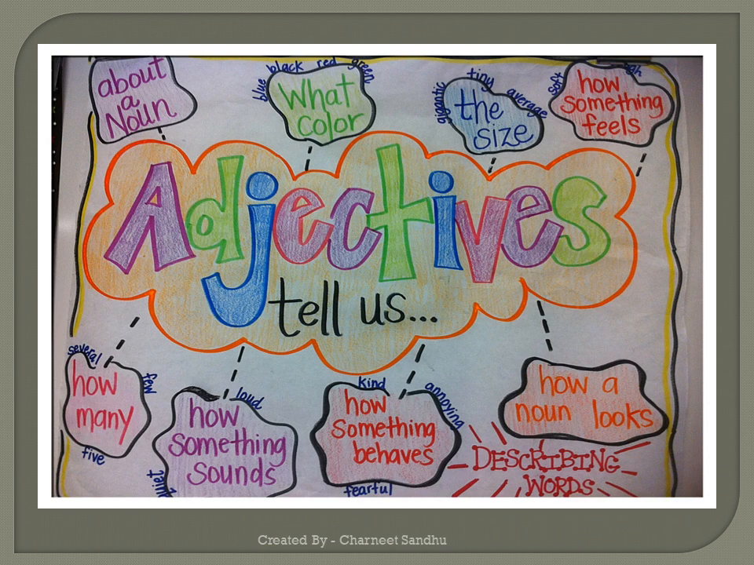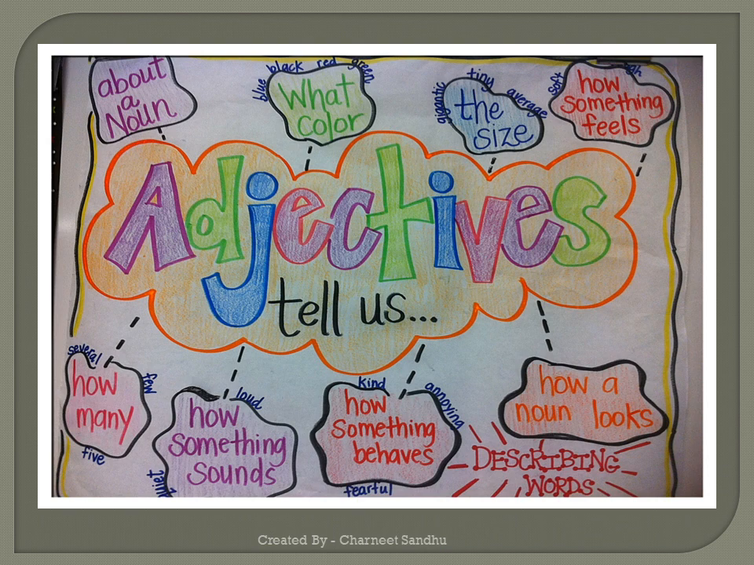So now we know that adjectives are also called describing words. And what do they describe? They tell you about a noun. They tell you what color a noun is: blue, black, red or green. They tell you about the size: tiny or average. They tell you how something feels, whether something is soft or hard.